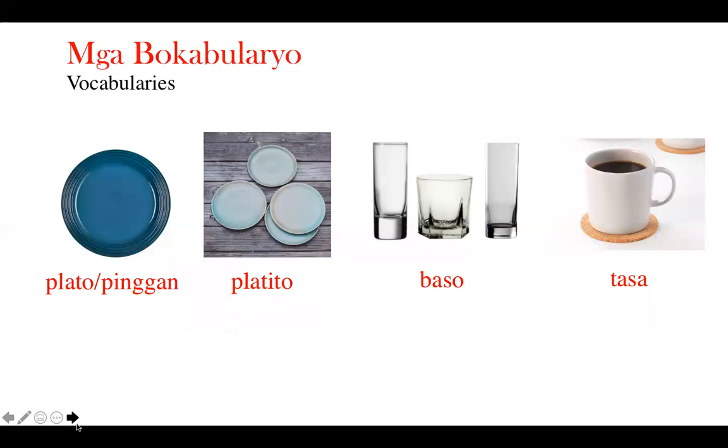Okay, some of the objects, you know plato, right? Plato, plate, or we also call it pinggan in Filipino. And then the smaller one, the saucer, we call it platito. Baso, regardless of the shape and size, glass is baso. Cup or mug, okay, or even if it's teacup, we call it tasa. Okay, some vocabularies.